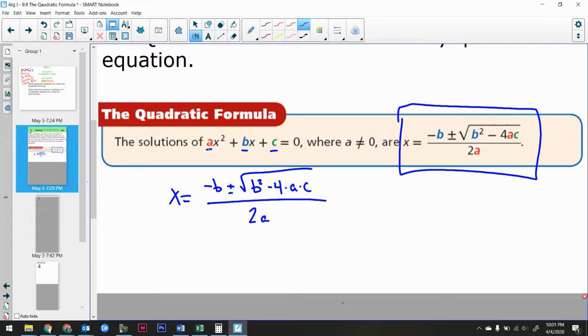And again, all you're going to do is plug in a, plug in b, plug in c into the equation, and then just solve. Just start running the numbers. Okay. So there it is.